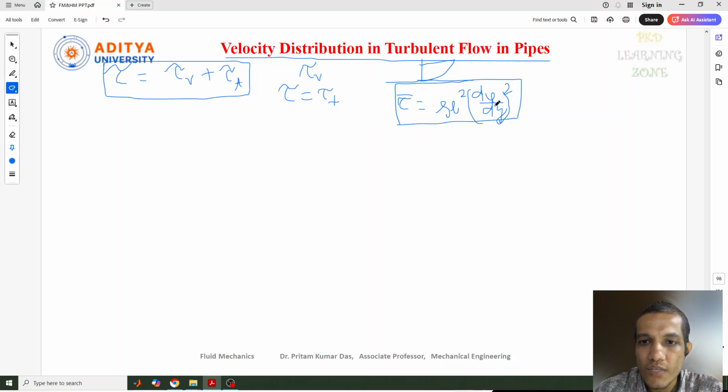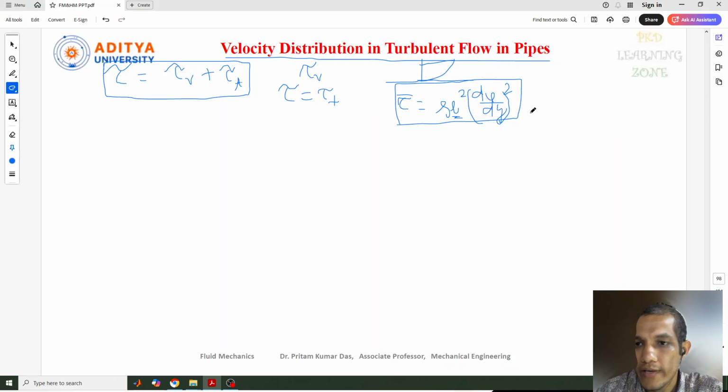From this equation we can see that the velocity distribution obtained is in relation to L, the mixing length. The shear stress term is related to this mixing length L.